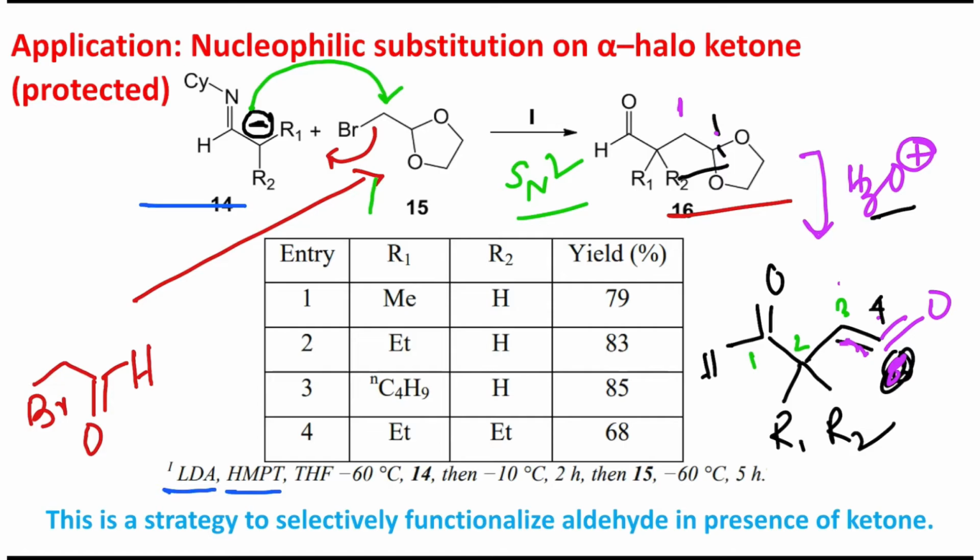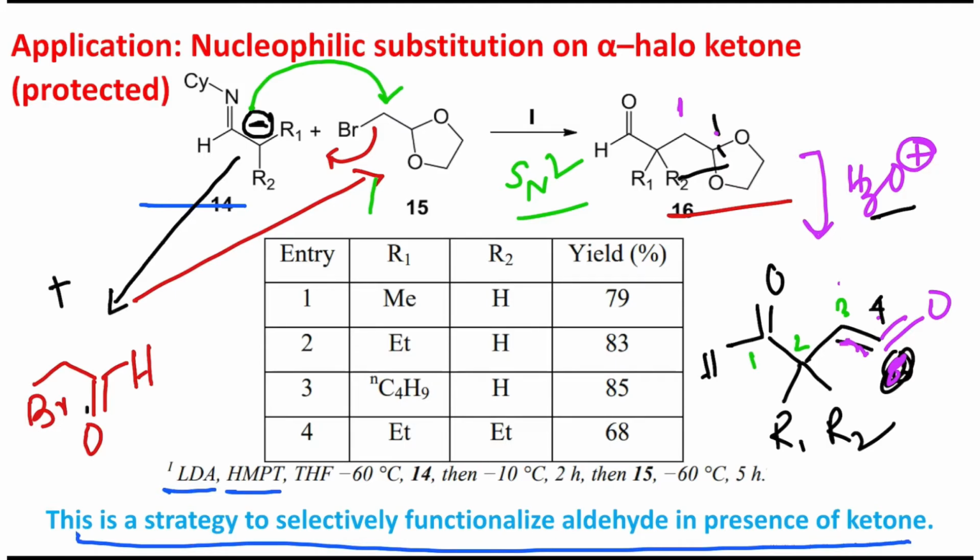Now, this is a strategy to selectively functionalize the aldehyde in presence of the ketone, because just forget it, if you do this reaction, means this carbanion along with this aldehyde derivative, then what is expected? There is a competition, nucleophilic substitution of this bromine versus nucleophilic addition, means this can also attack here. So in order to get the selective nucleophilic substitution on protected alpha haloketone, such a strategy is utilized.